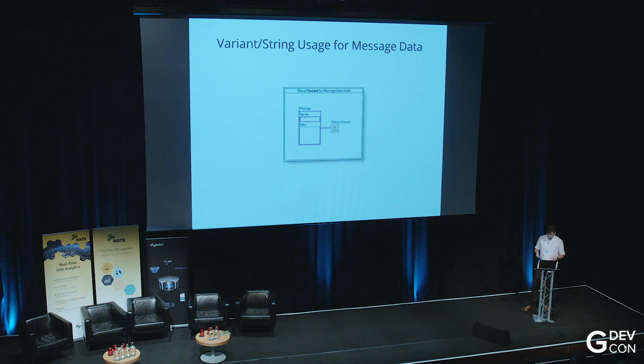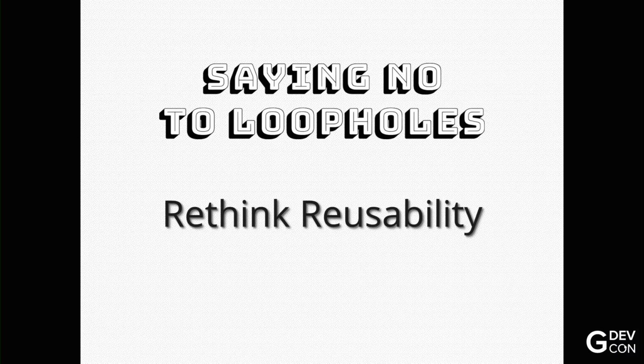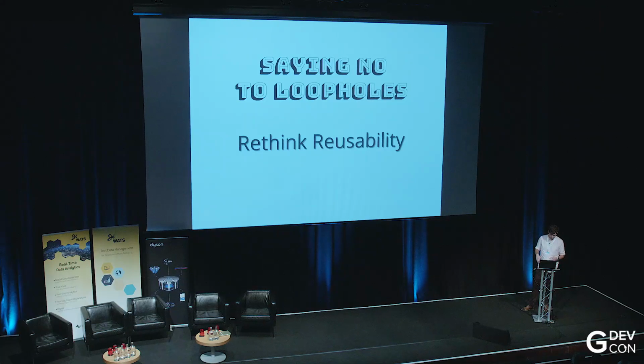So, I mean, the question is, what are we going to do about this? Is this a thing that we can fix? So I'm going to look at those two areas of reusability and implementation next. Yeah, the first thing is we're probably going to have to rethink our idea of reusability.